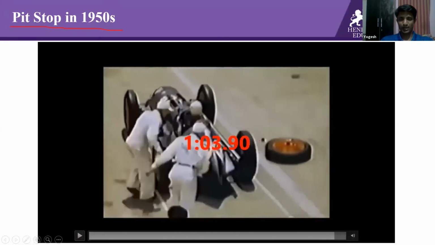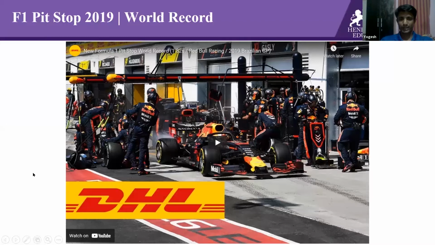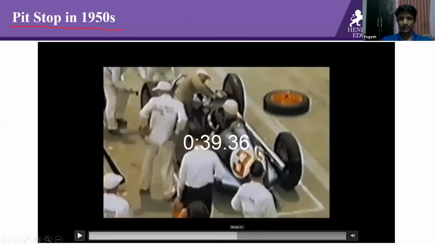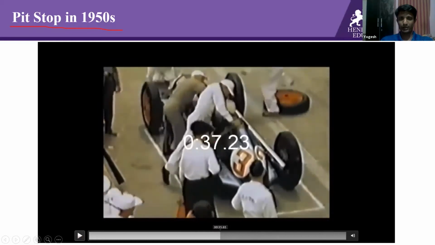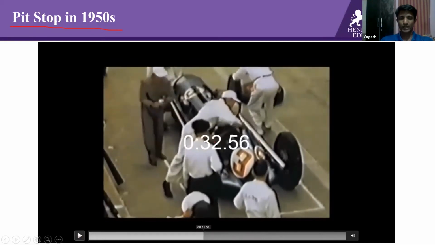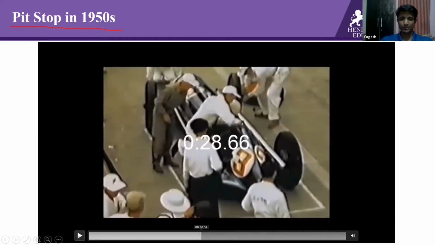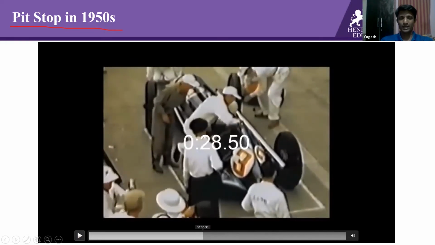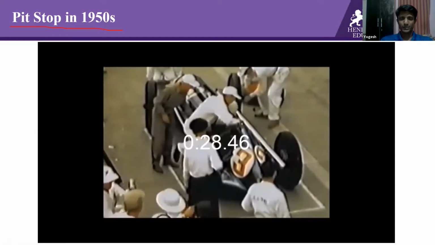And here the car goes, and during that time there were some other activities also going on, right? Like doing some minor cleaning, tightening some loosened bolts and all other minor maintenance stuff. So the basic idea is, in the 1950s, the person changed both the tires, did some minor repair work, and released the car in around 1 minute and 4 seconds.